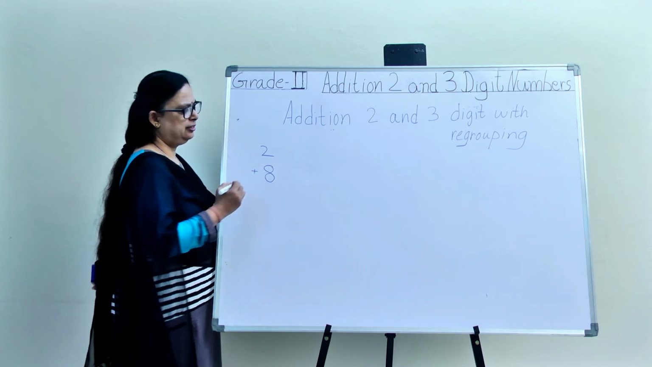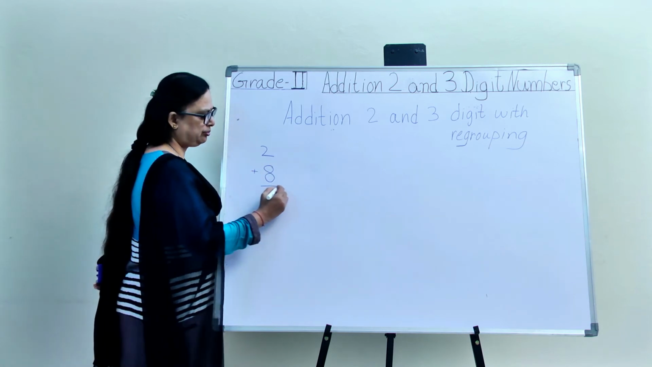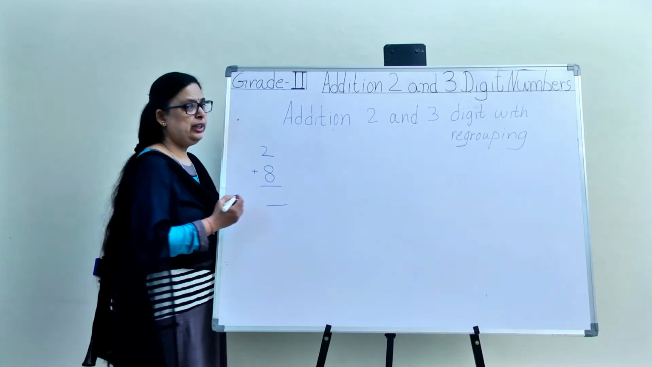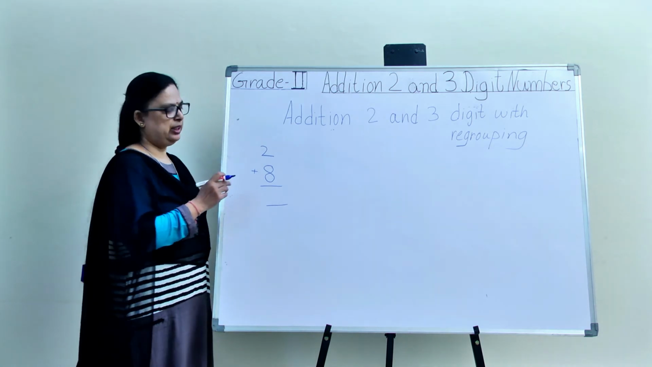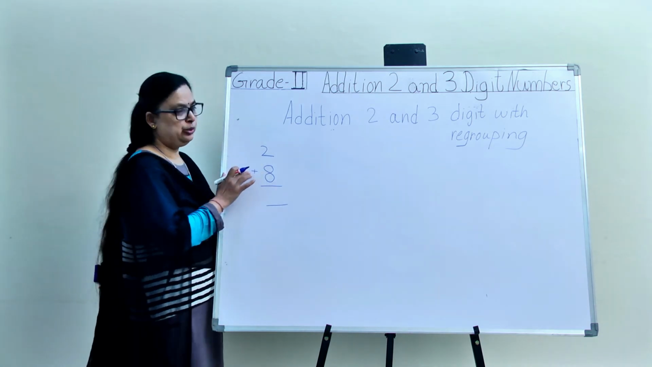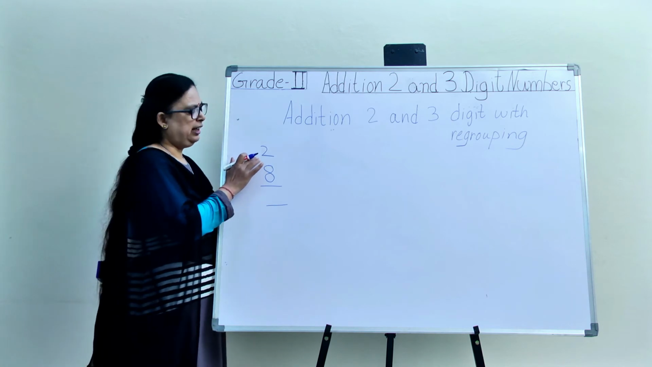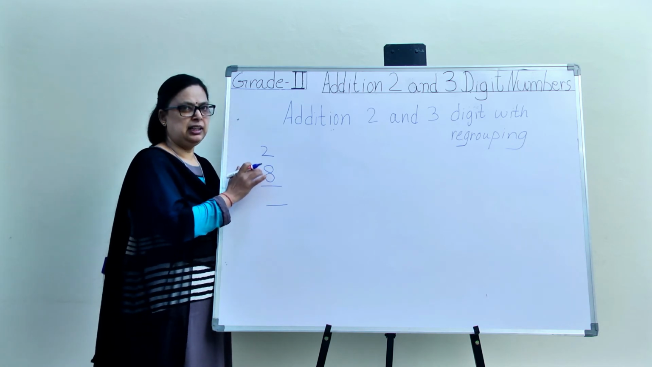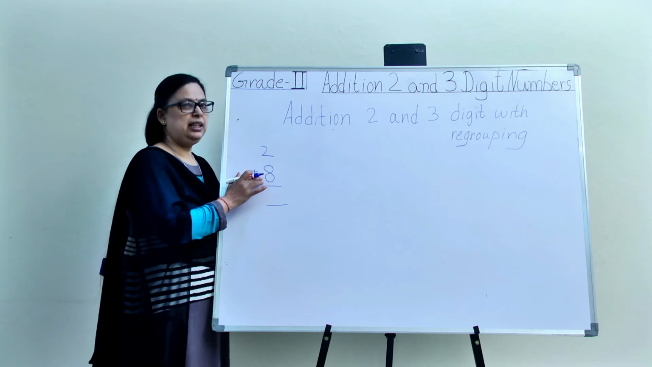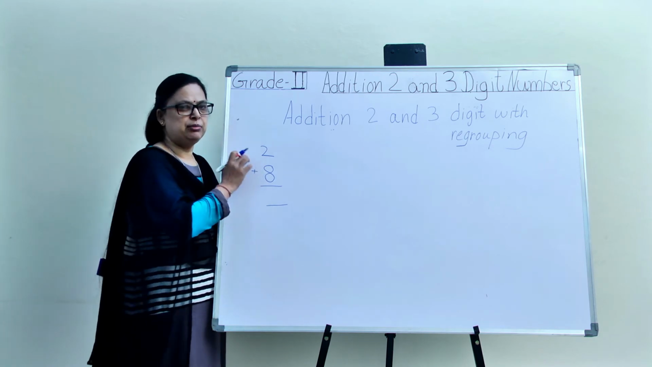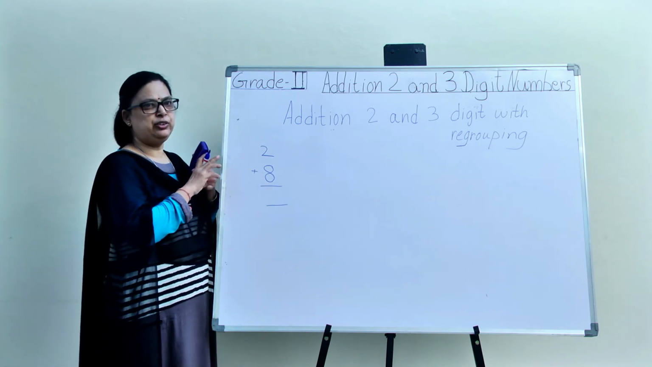Plus 8. Okay. Now here I will just give you a small advice. Whenever you are adding two numbers like this and you find that one is a greater number and the other one is a smaller number, take the greater number in your mind and the smaller number on your fingers. It would be easy for you to count.